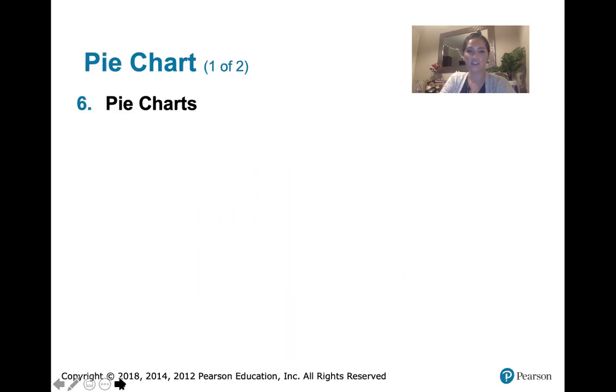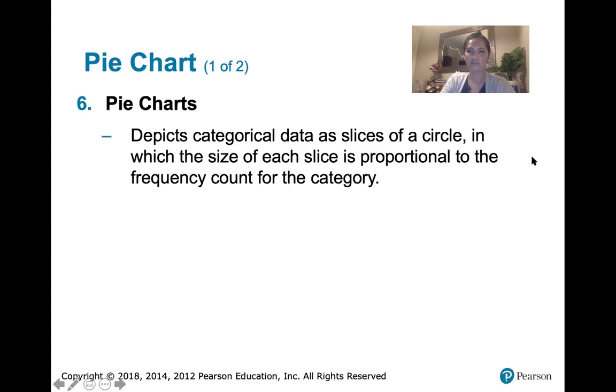Pie charts are also very popular. Now, pie charts depict categorical data as well. So far we've had bar graphs and Pareto charts that display categorical data. Pie charts also display categorical data. But in this case, they're displaying it as slices of a circle, in which the size of each slice is proportional to the frequency count for the category.